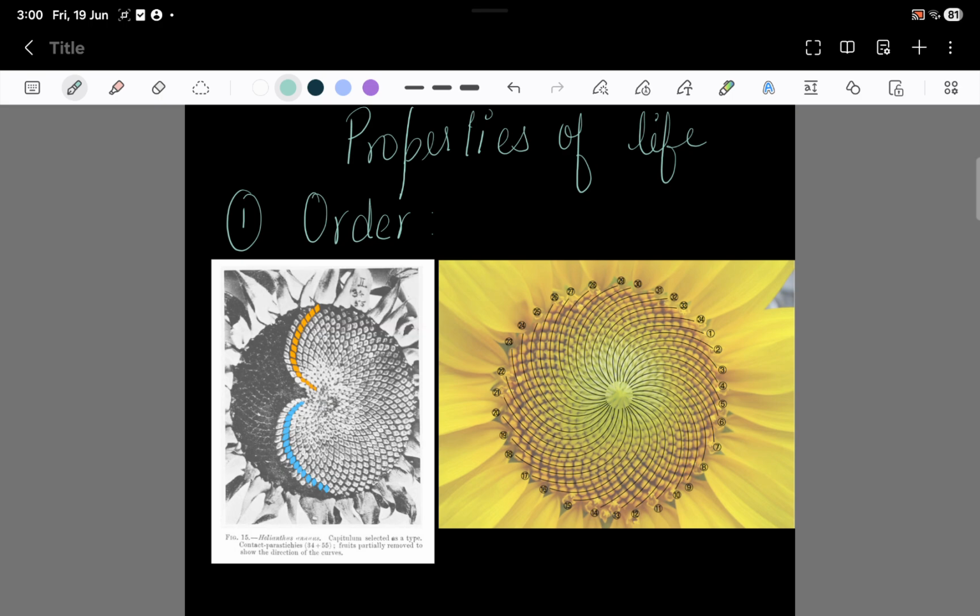Inside an organism, there are organ systems which are made up of organs, which are made up of tissues, which are made up of cells, which are made up of cell organelles, which are made up of molecules, which are made up of atoms, right? Everything is very ordered.